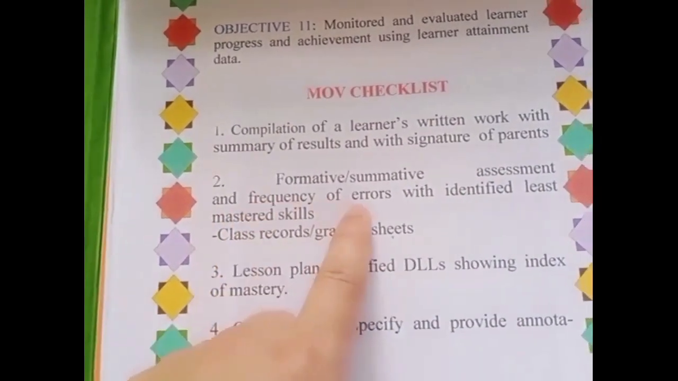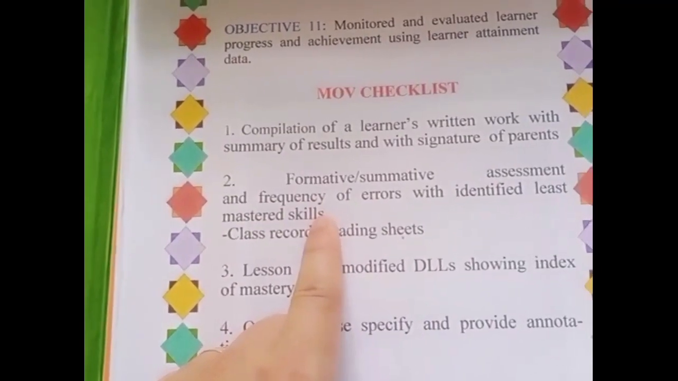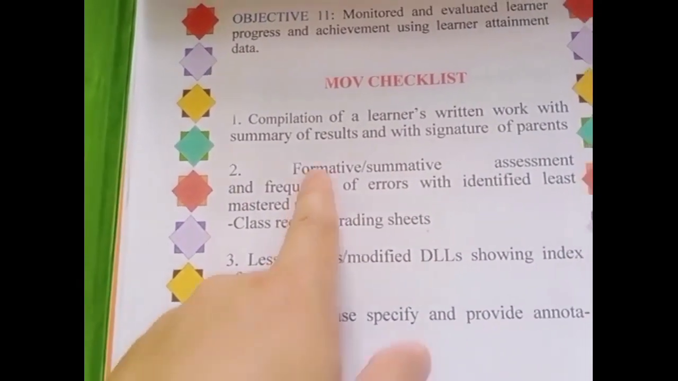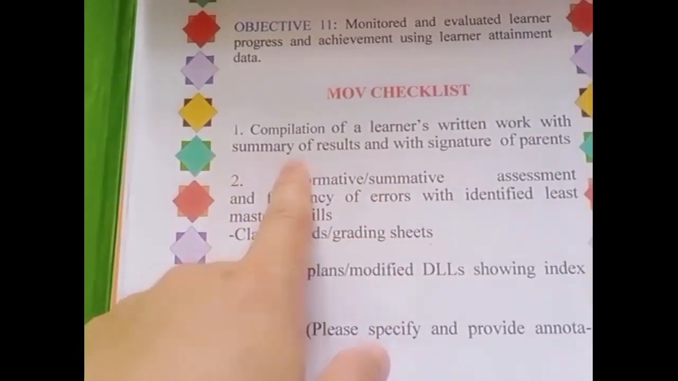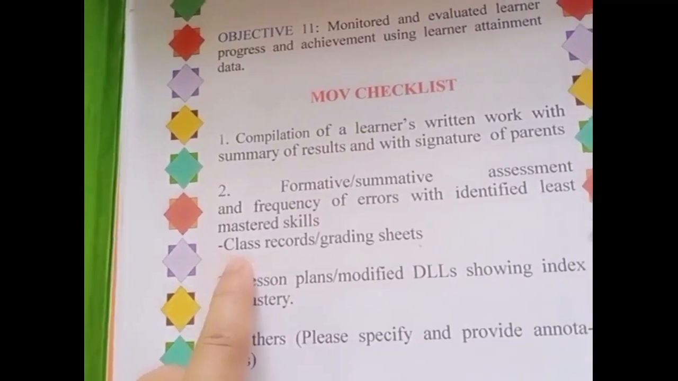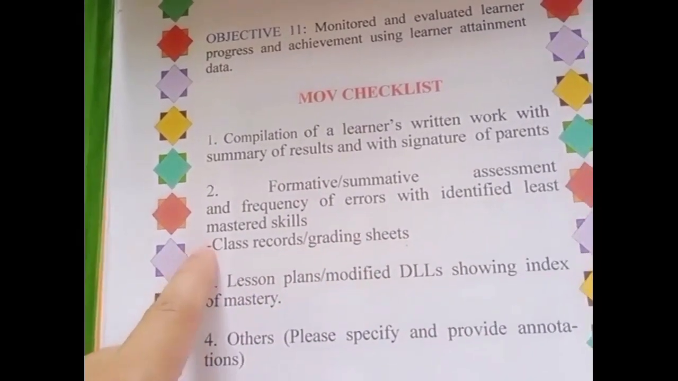Next is formative or summative assessment and frequency of errors with identified less mastered skills. So ayan, yung less learned competencies natin. And then, dapat yung number 3, class records or grading sheets. So, number 3 ito.